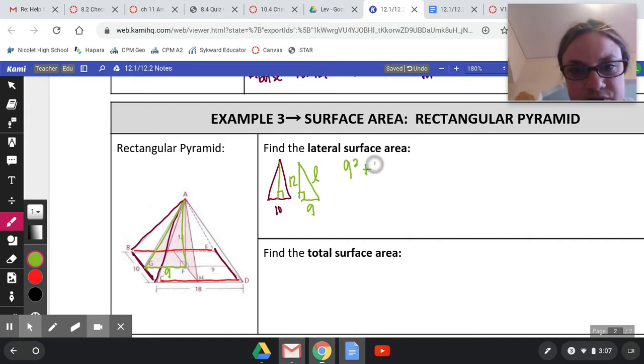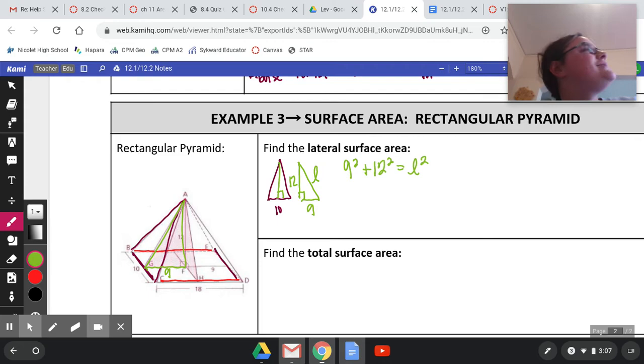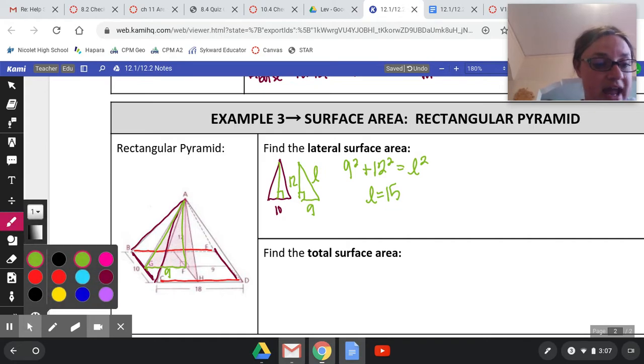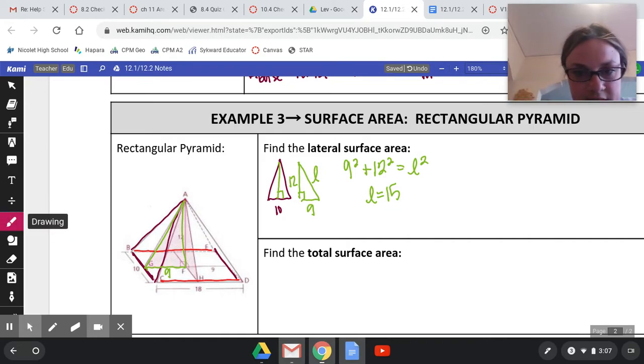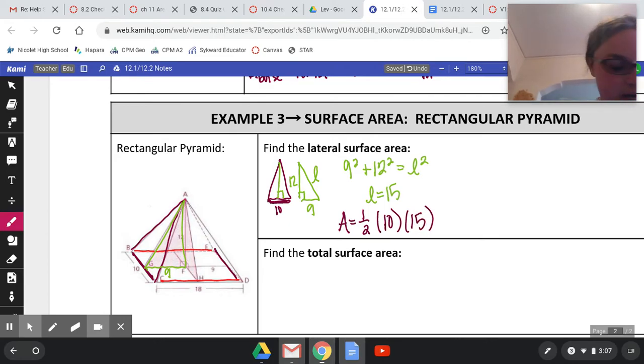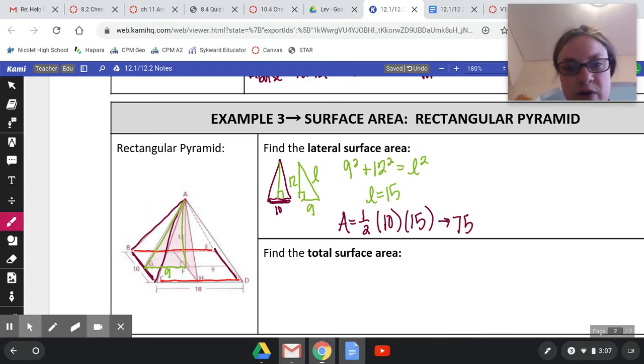9 squared plus 12 squared equals my slant height squared. And so my slant height is 15. So then the total area of this one triangle right here is going to be area equals 1/2 times 10 is the base of that, times 15 is the slant height, which I've drawn in green. So 0.5 times 10 times 15, so that is 75 square units.